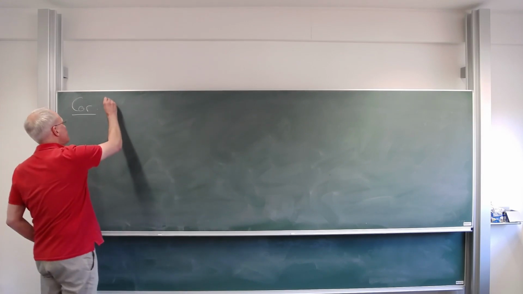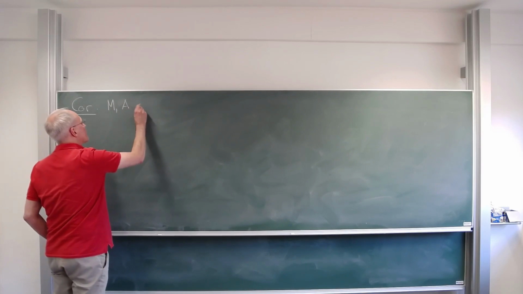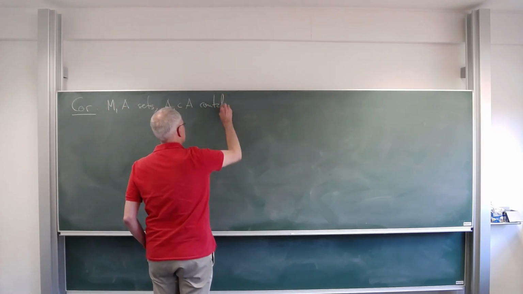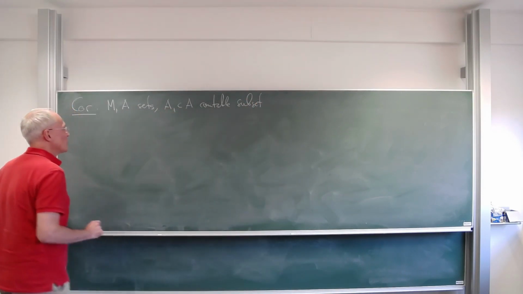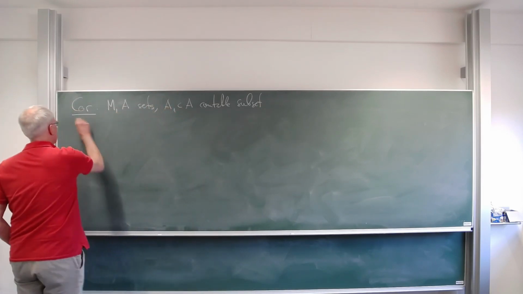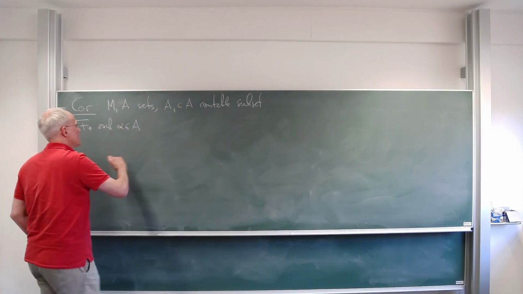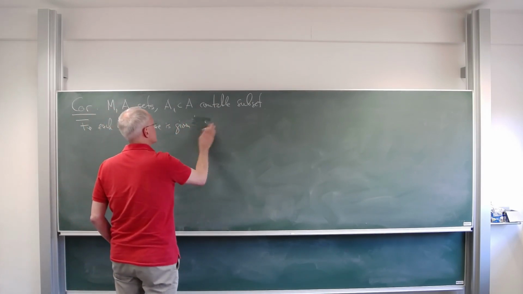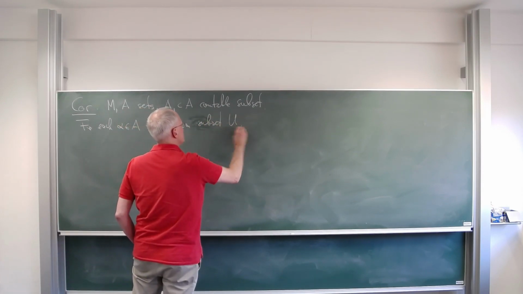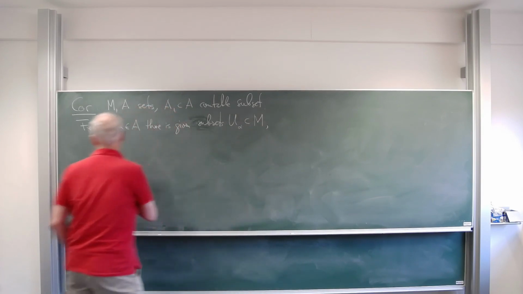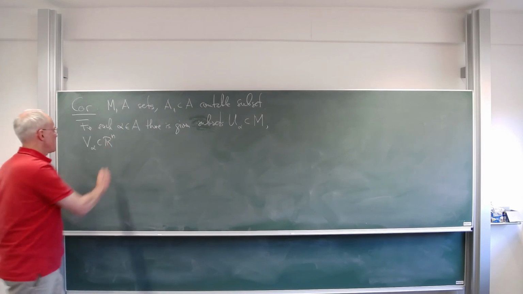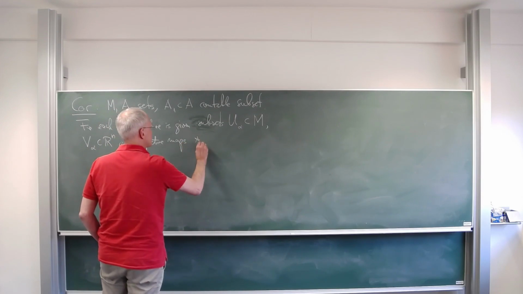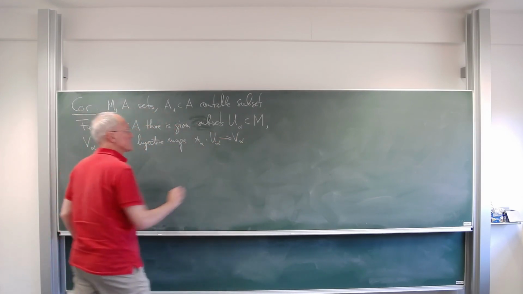So if we have a set M and another set A, and suppose we have a countable subset of A, and we are given for each alpha in A subsets U alpha in M, V alpha in Rn, and bijective maps X alpha from U alpha to V alpha, such that the following holds.